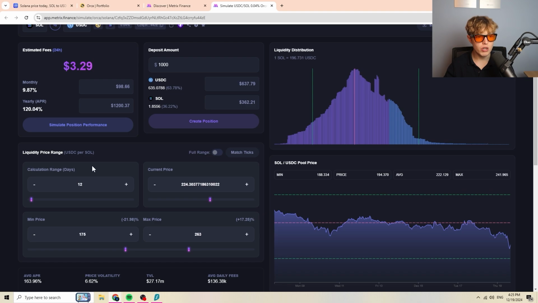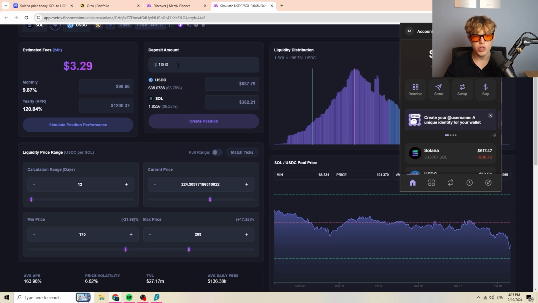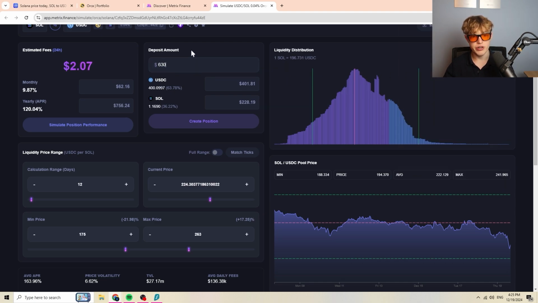And it's saying 122% APR based on the past 34 days of data. Let's switch it to the past 12 days of data. It's saying we'd be getting 120% APR. Now for this position, I have about 642 bucks to work with. So I'm just going to say 630 for deposit amount. And now it's going to show we would need this much USDC and this much Solana.